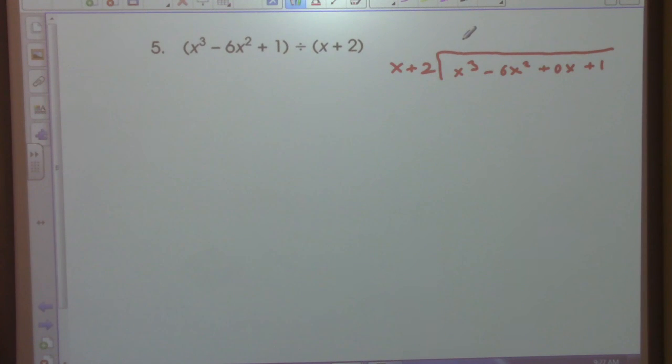X squared minus... all right, plus 16 with the remainder of... Come on, Ziggy, what is it, bro? 31. Maybe 32. Is it?